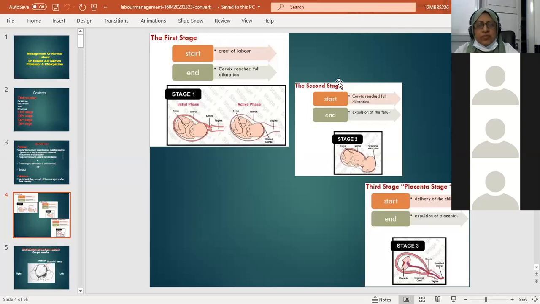So, by staging, the labor is divided into the first stage, the second stage, and the third stage. The first stage is again divided into the latent phase and the active phase.